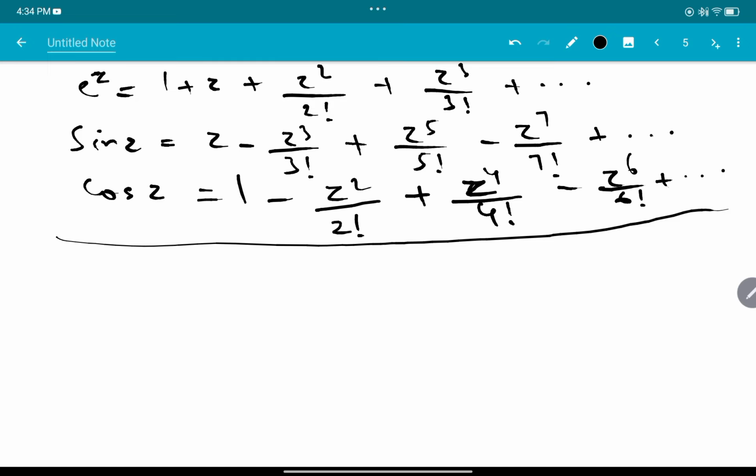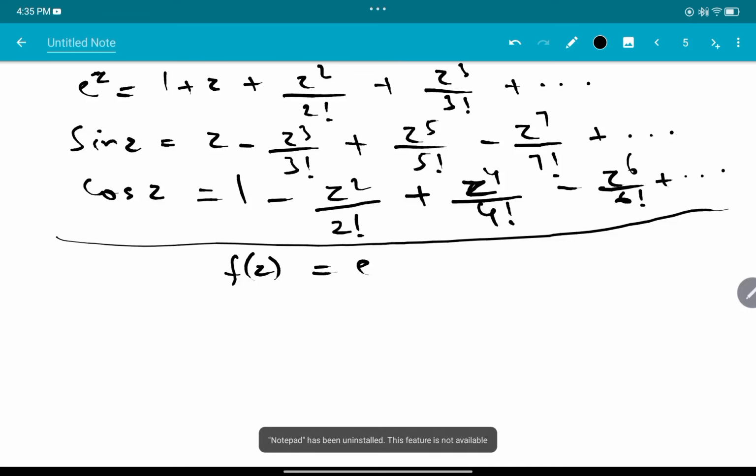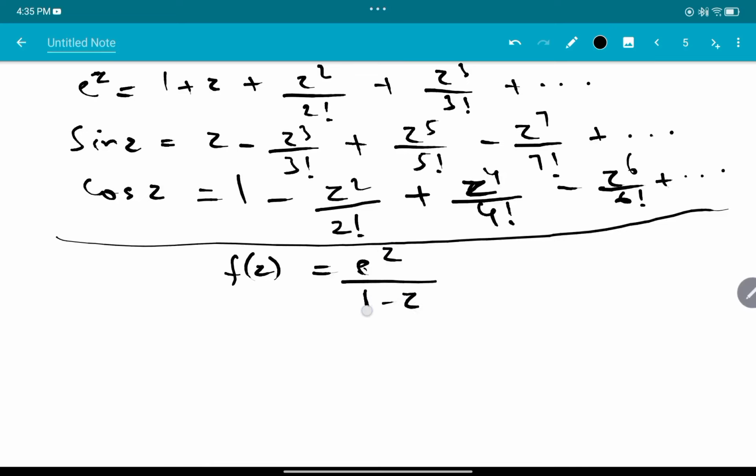Now let us go for one more problem. Suppose I have f of z is equal to e raised to z divided by 1 minus z. I want to give the Taylor series expansion of this. Now obviously it will be a series expansion of e raised to z divided by the series expansion of 1 minus z.